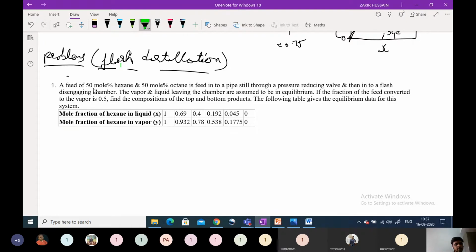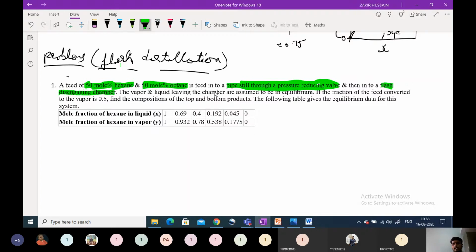a feed of 50 mole percentage hexane and 50 mole percentage octane is fed into a pipe still through a pressure reducing valve. This is important: through a pipe still through a pressure reducing valve. Whenever the pressure reducing valve is there, it is referring to the flash vaporization or flash distillation column, and then into a flash disengaging chamber, which is nothing but a separator.